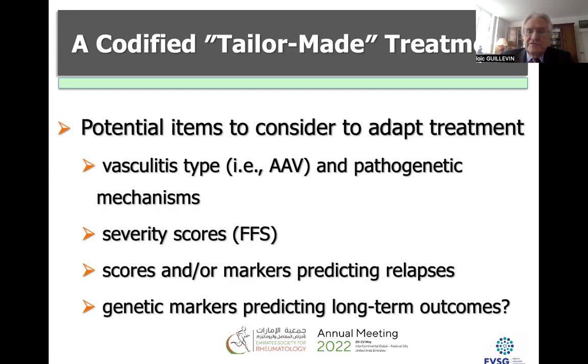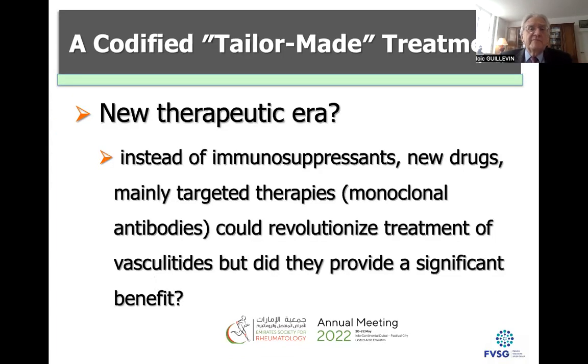There are also some scores or markers which can predict relapses, and the impact is not on the initial choice for treatment, but on the maintenance treatment choices. And maybe in the future, genetic markers could predict the long-term outcomes, but it is too early and we do not have any study to demonstrate that, but I'm sure that it will certainly be used in the future.